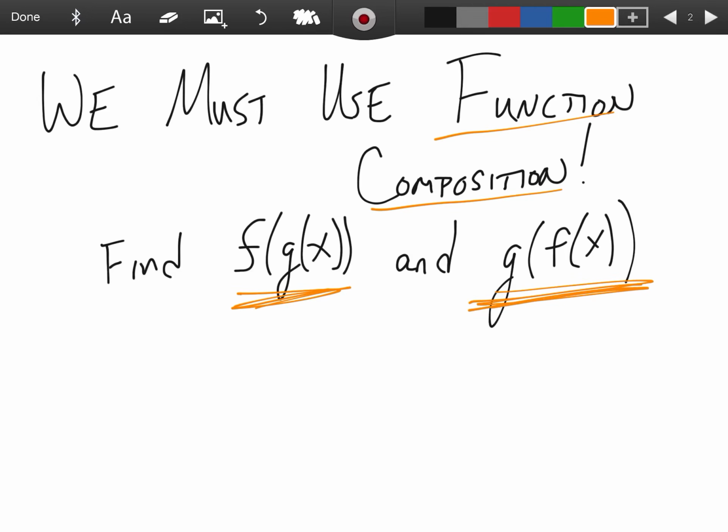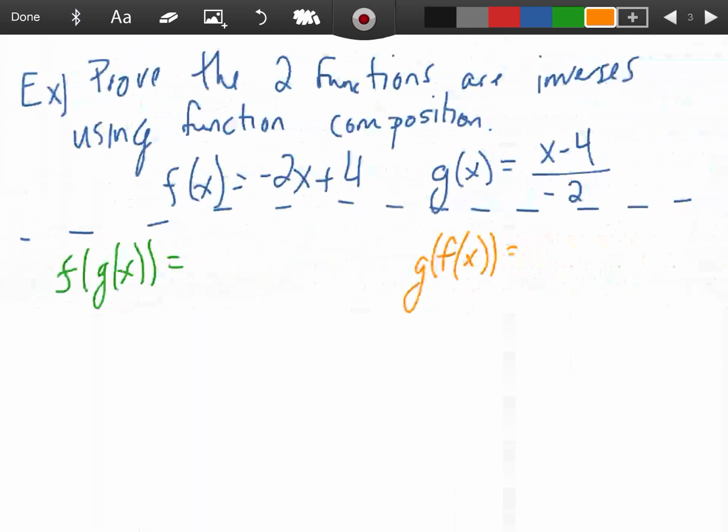So we are going to use an example. In our last video, the intro to inverses, we had to find the inverse of f of x. Well, we are going to use that same example here to prove that these two functions are inverses using function composition. If you remember, we were given f of x equals negative 2x plus 4. We found that the inverse was inverse f of x equals (x minus 4) divided by negative 2. As you can see, I just changed that and wrote it as g of x.